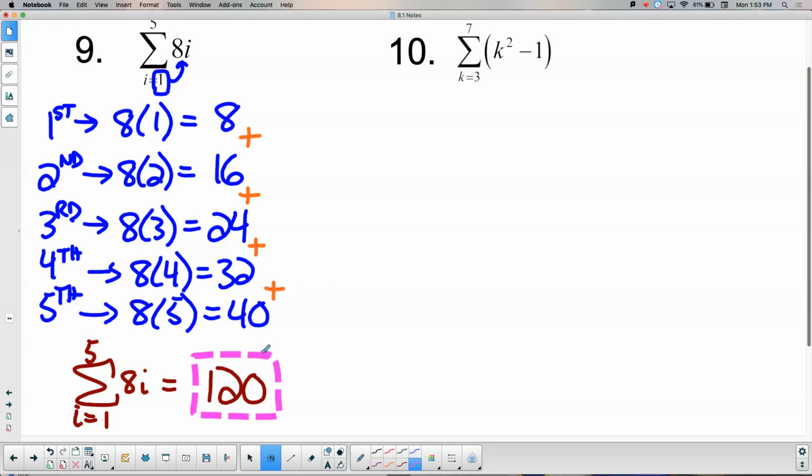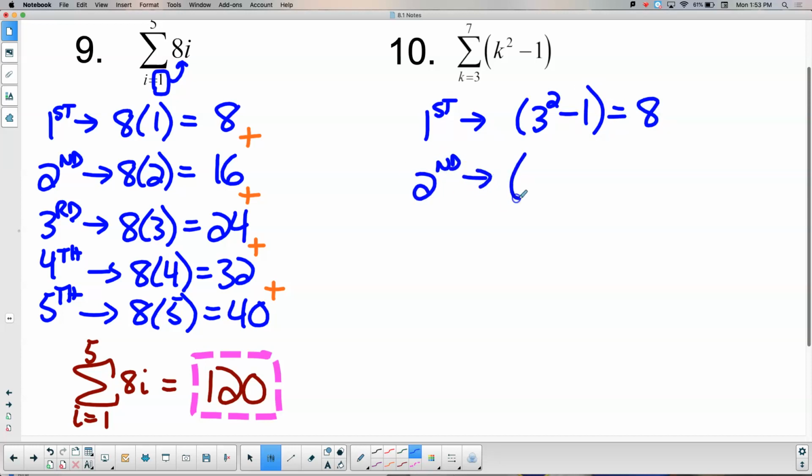Pay attention to your rule and your start, because on this particular one, my first term is 3 squared minus 1, which is 8. Four squared minus 1 is 15.